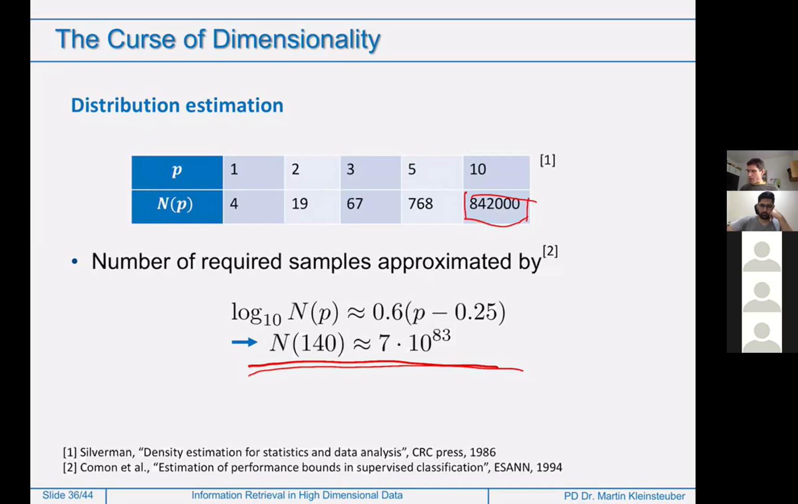Because I mean, I don't know whether you knew that. So just for comparison, some physicists have counted the atoms in the universe, and they counted a long time, and they ended up at 10 to the 82. So there are about 10 to the 82 atoms in the universe. And for estimation of this 140-dimensional Gaussian distribution, you would already need 10 times more than there are atoms in the universe. Yeah, so that's a fun fact here.